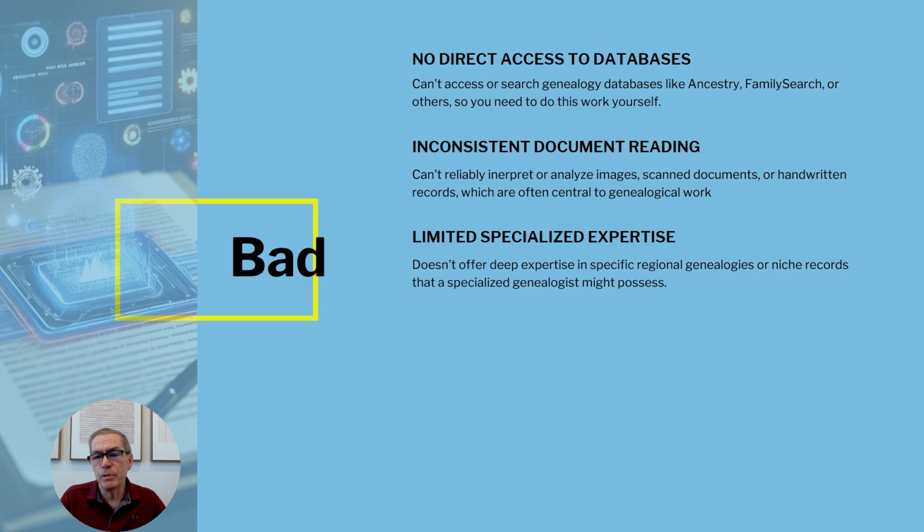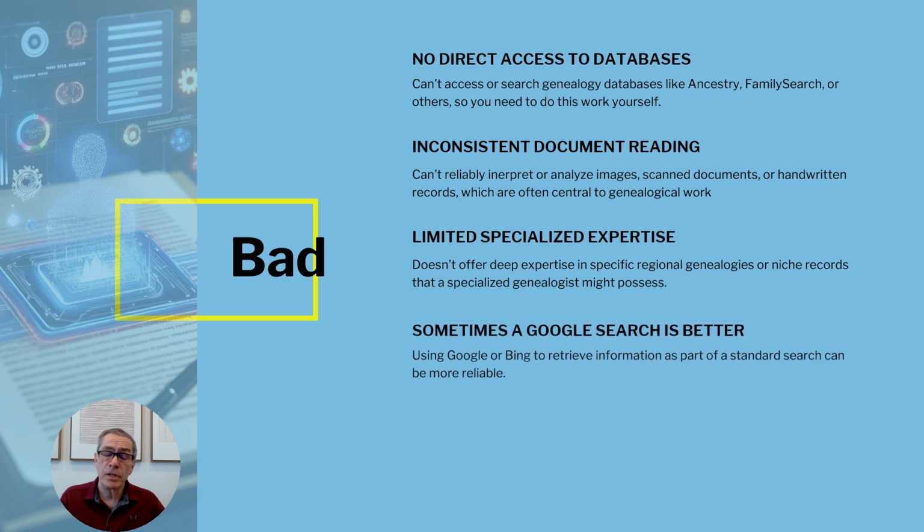It's got limited specialized expertise. ChatGPT is a generalist program. So niche records, regional genealogies, that kind of thing, it probably doesn't have the information that you'd look for. Now you can provide it the information and ask it to interpret the information for you, but it has limits. It's not a specialized system by any means. Now, as I said in the examples, sometimes a Google search is better.